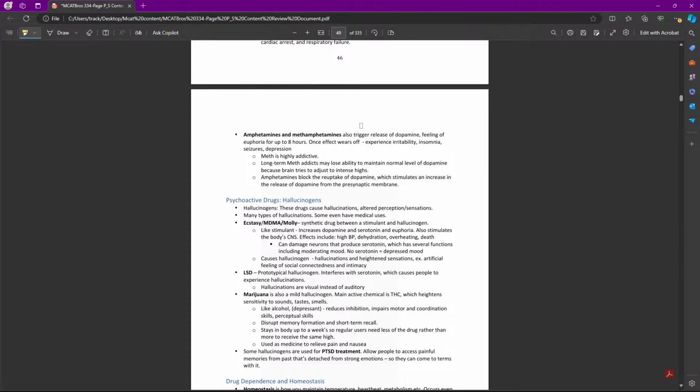Amphetamines and methamphetamines trigger the release of dopamine, producing euphoria for 8 hours. Once the effect wears off, users experience irritability, insomnia, seizures, and depression. Meth is highly addictive. Long term, a meth addict may lose the ability to maintain normal levels of dopamine because the brain tries to adjust to intense highs. So, tolerance.